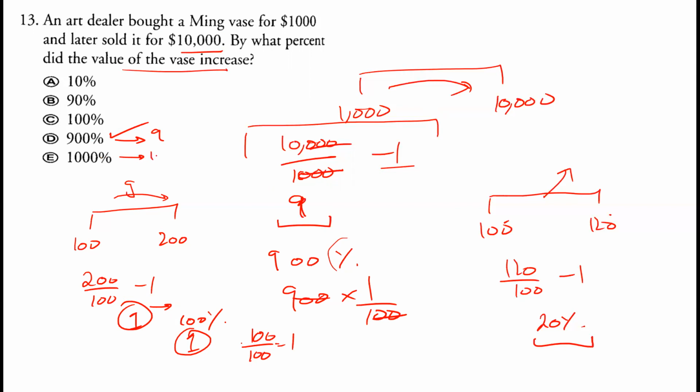1,000% is actually what? 10. 100% is 1. 90% is 0.9 and 10% is 0.1. So we are just dividing it by 100. So option D is correct.